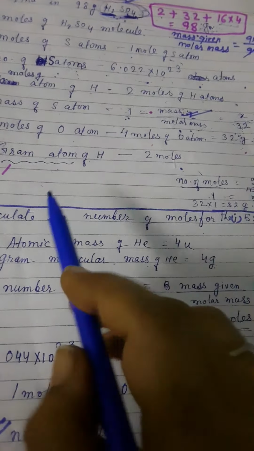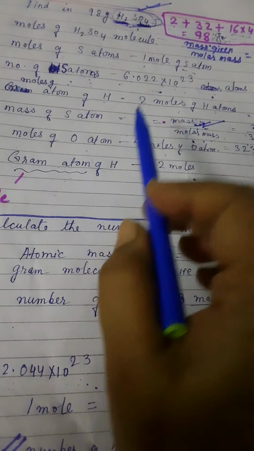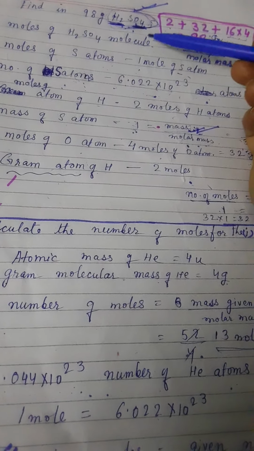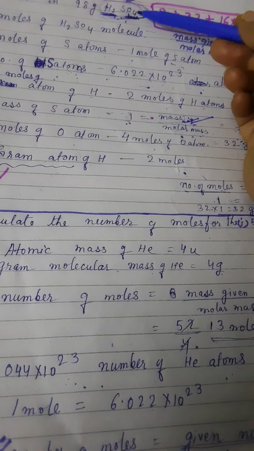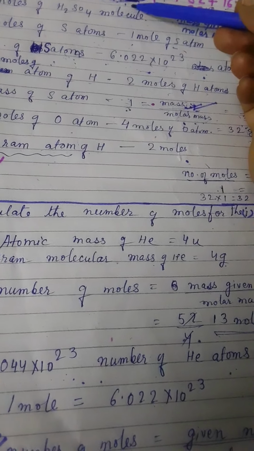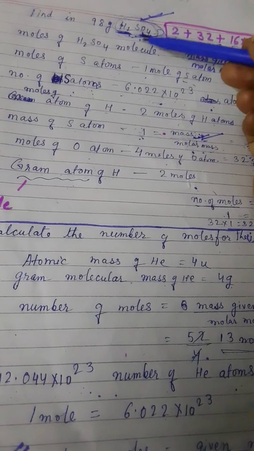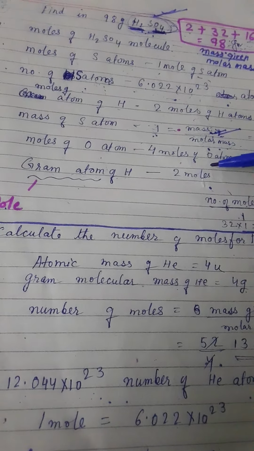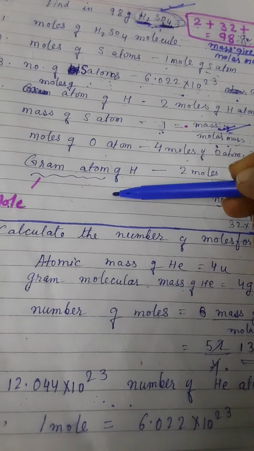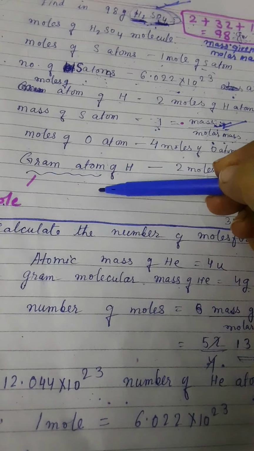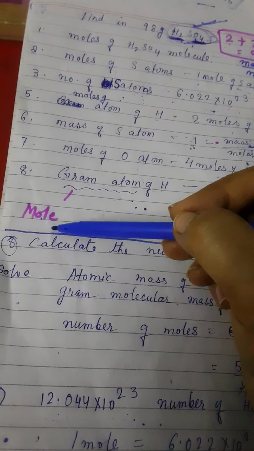32. Moles of oxygen atom: here see, in sulfuric acid how many oxygen atoms are present? 4, so moles will be 4. Okay, gram atom of hydrogen. What do you mean by gram atom? Gram atom is nothing but mole.